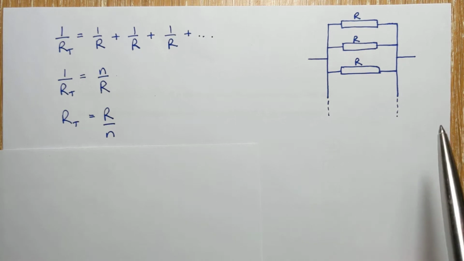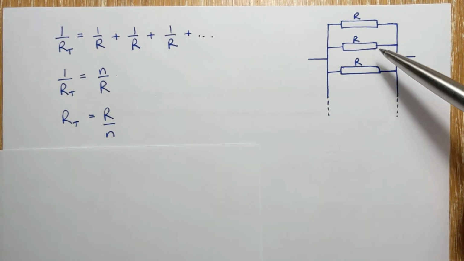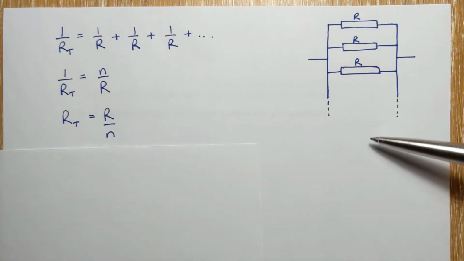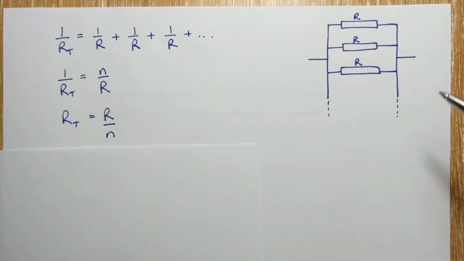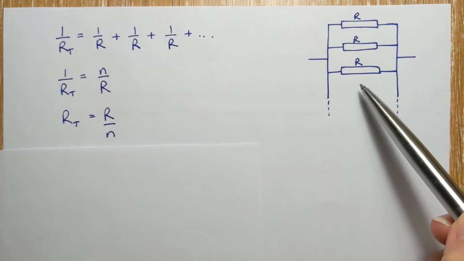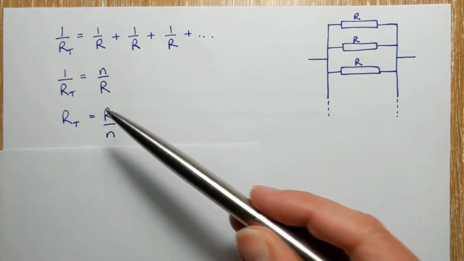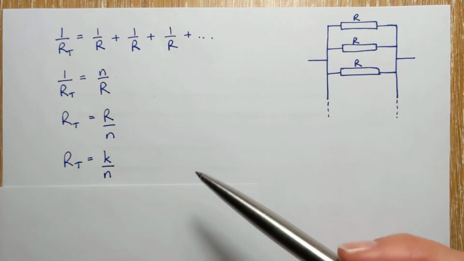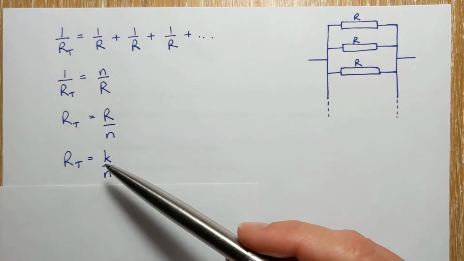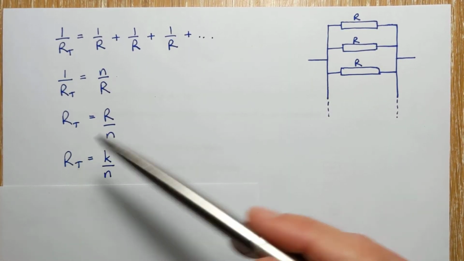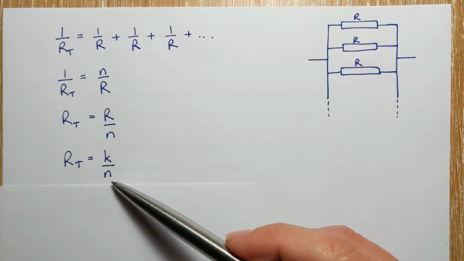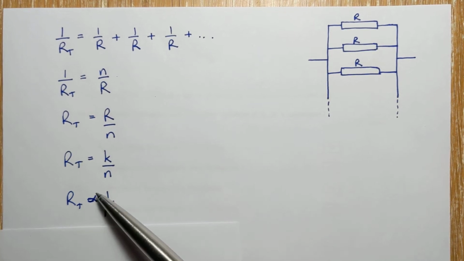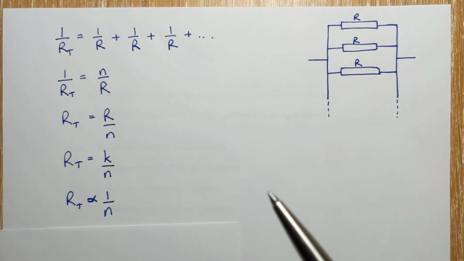Now, what they say in the question is what happens to the total resistance of the combination as the number of resistors increases? The implication is that we're not changing the resistance of the resistors, so that R there is a constant. I normally put a K for a constant, but whatever you usually use is of course fine. So the total resistance of the combination is equal to a constant divided by n. And that means the total resistance is directly proportional to 1 over n.